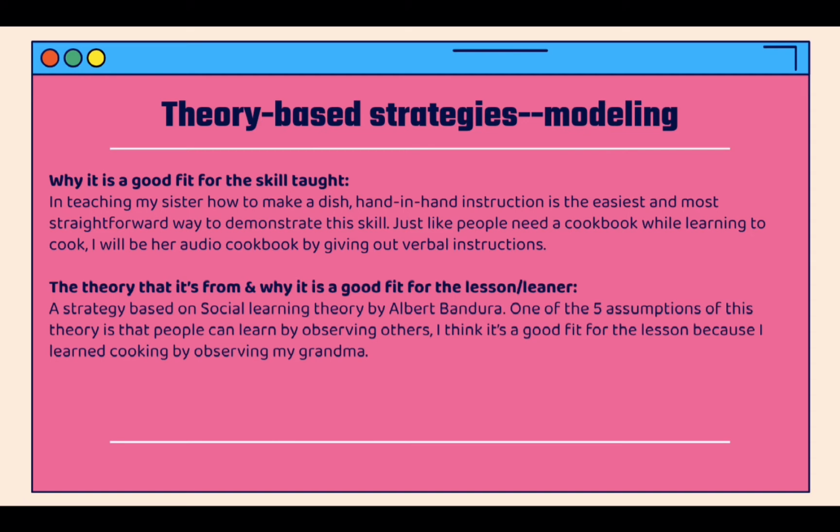And just like people need a cookbook while learning to cook, I will be the audio cookbook for my sister by giving verbal instructions. Modeling is a strategy based on social learning theory developed by Albert Bandura. One of the 5 assumptions of this theory is that people can learn by observing others. I think it is a good fit for this lesson because I learned cooking by observing my grandma.